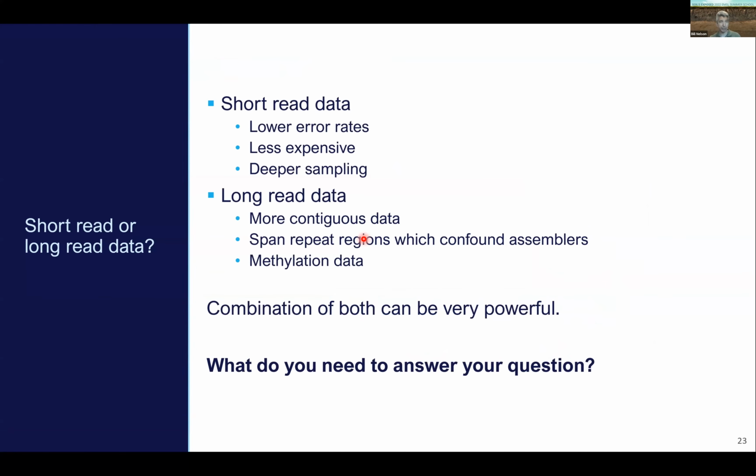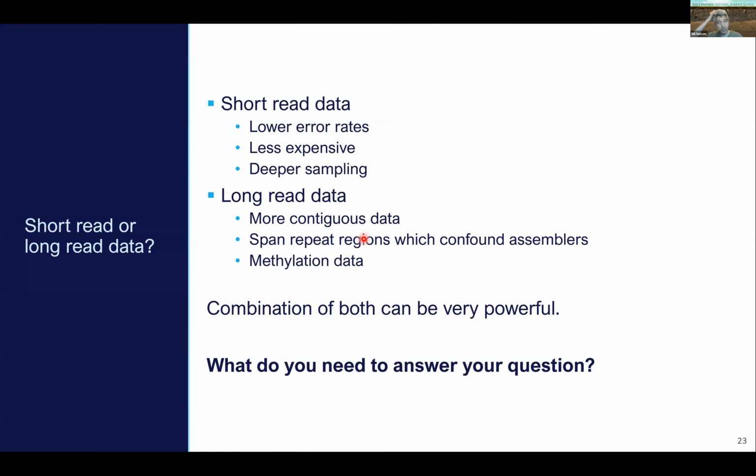When do you want to do short read versus long read data? Short read data tends to have lower error rates than the long read data. It's currently less expensive. Then the main advantage of short read versus long read is that you're going to get deeper sampling. So think that if you have 50 gigabase pairs of sequence data back from short read data that's 200 base pairs in length, versus long read data, where you've also got 50 gigabases, but it's 20 KB, you're going to have several orders of magnitude deeper sampling from your short read data than your long read data.